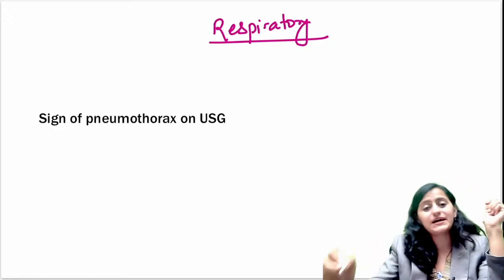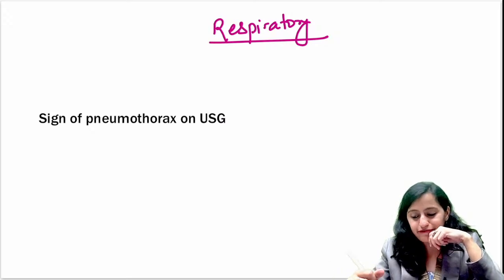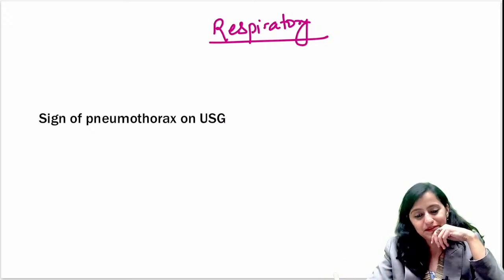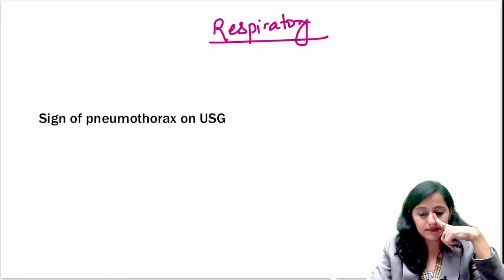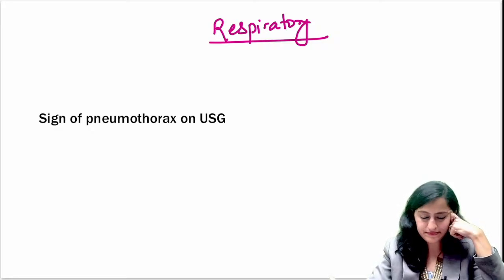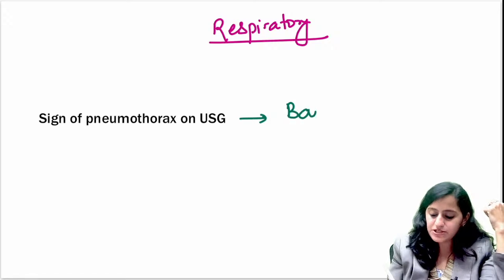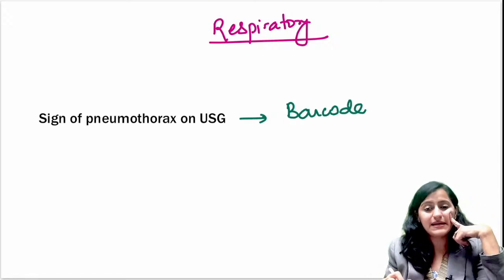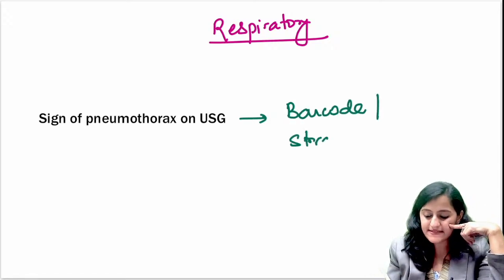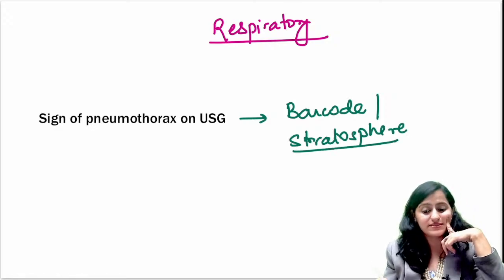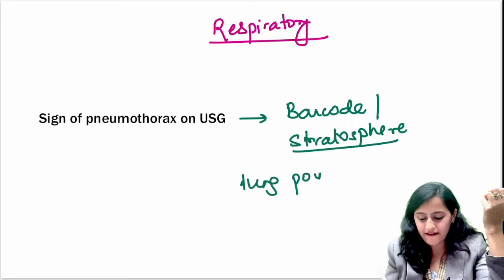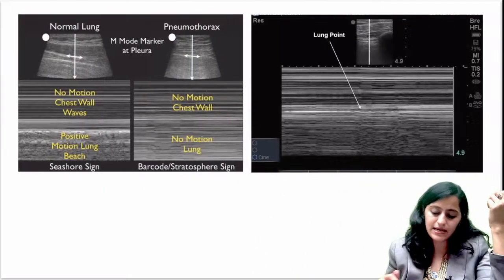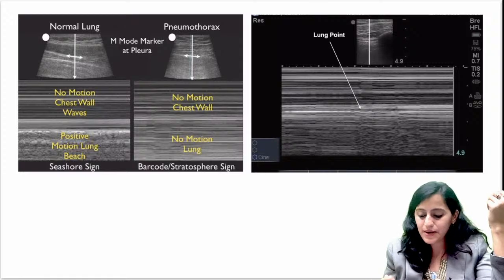Now coming to the next system, that is the respiratory system. What is the sign of pneumothorax on USG? Very good. It is the barcode sign, also called the stratosphere sign. And the most specific is the presence of the lung point.